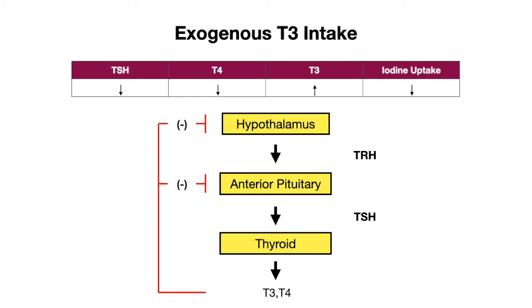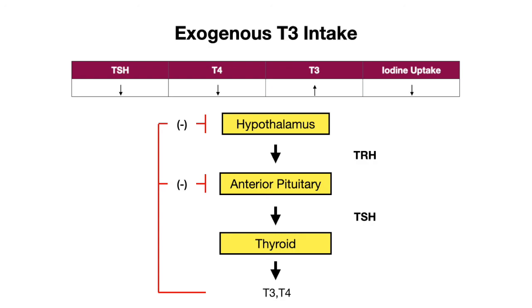And for our final example, let's talk about another case in which there is exogenous intake, but this time it's of T3 instead of T4. Now, because T3 is being taken up exogenously, that's going to be elevated. And again, you're going to have this negative inhibitory effect on the hypothalamus and the anterior pituitary. So as before, TSH production goes down. This leads to decreased iodine uptake by the thyroid gland.